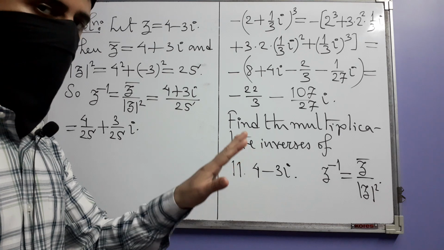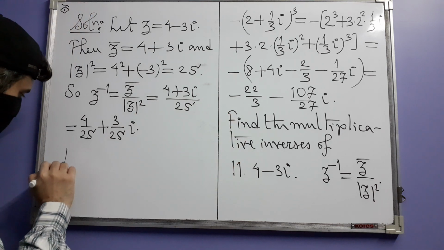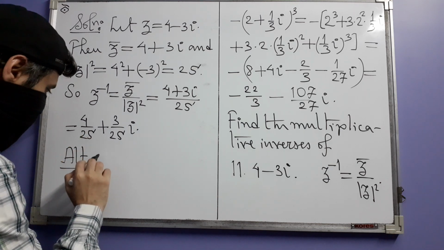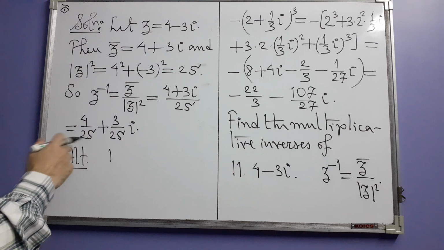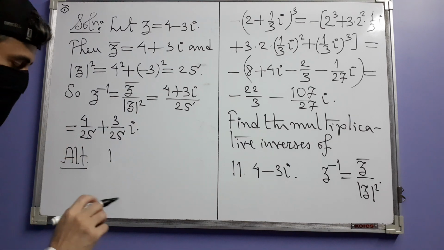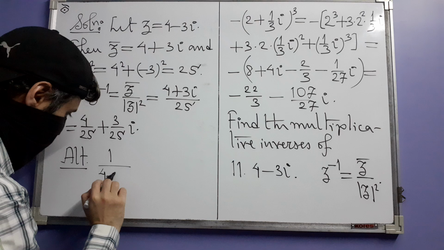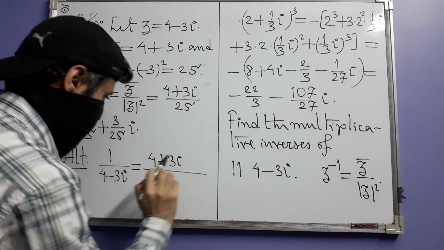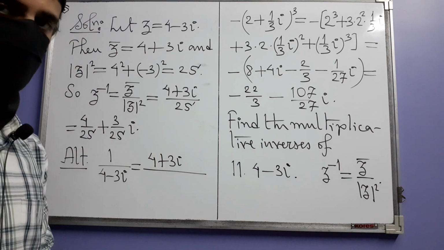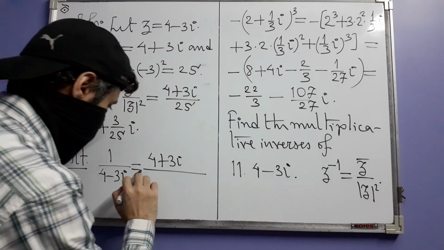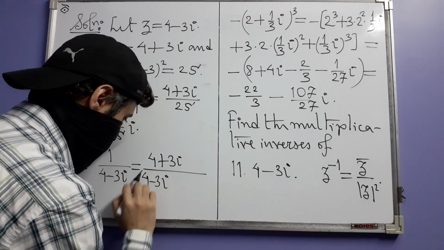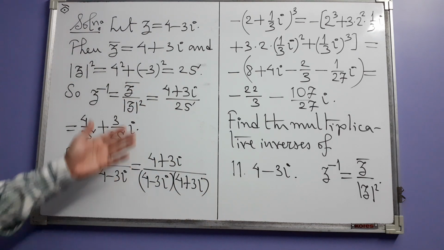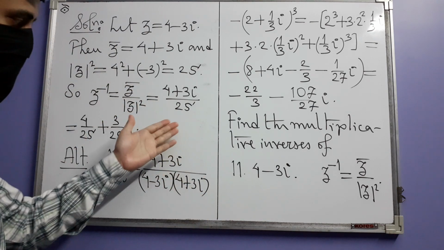You can actually do this in one other way also. So let me give you an alternative. Just for this one, let me show you an alternative way. You straight away write the multiplicative inverse of 4 minus 3i is, and then you write this. What you do, you multiply and divide by the complex conjugate of the given number. And then you do the calculation, you will get the same thing. It's up to you which one you want to use.